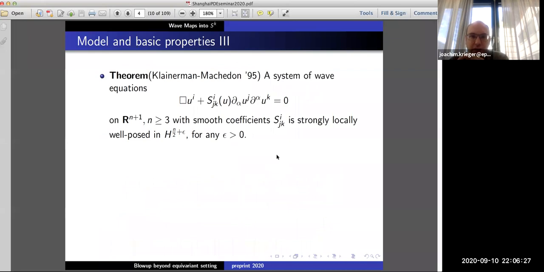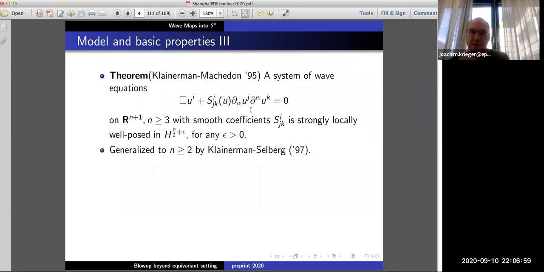So the famous result by Klainerman and Machedon was that if you have a system of wave maps type, it doesn't have to be exactly the wave maps equation. The only thing that's important here is that you have the Q0 null structure, but the S_ij^(k) could be any kind of smooth coefficients. So if you have this, then you can always show strong local well-posedness all the way up to the H^(n/2) plus epsilon level. And H^(n/2) is exactly the scaling critical level, below which you expect this thing to be ill-posed, of course.